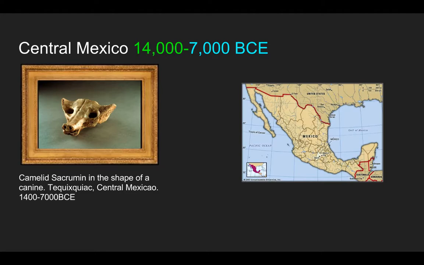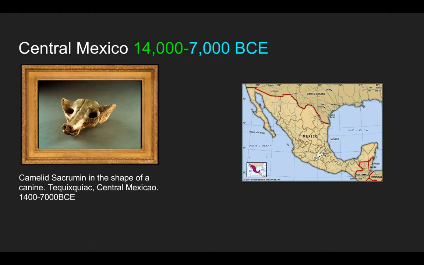A camelid is a member of the, let me say this word, ready? Camelidae family. Think camels, okay? Think llamas, alpacas, okay? So that's where this camelid sacrum head came from. The sacrum is the large triangle bone at the base of the spine.